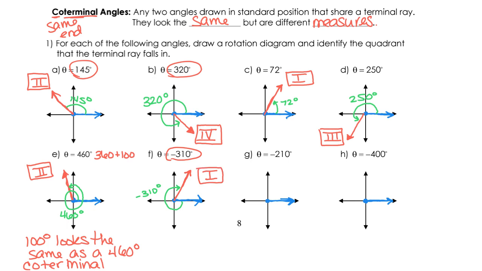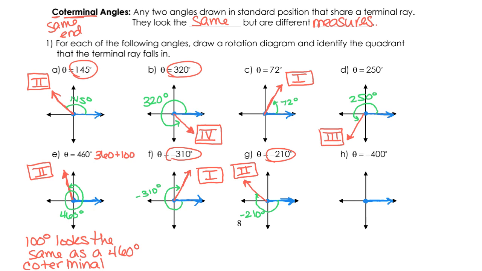Okay, part G. Negative 210. So again, it's a negative angle. So we're going down and around. Down would be negative 90. Keep going is negative 180, keep going is negative 270. Okay. And so we ended up somewhere around here. So that this would be negative 90, negative 180, negative 210. Okay. And we ended up in quadrant 2.